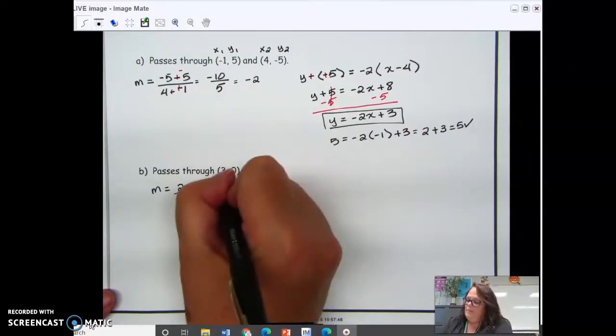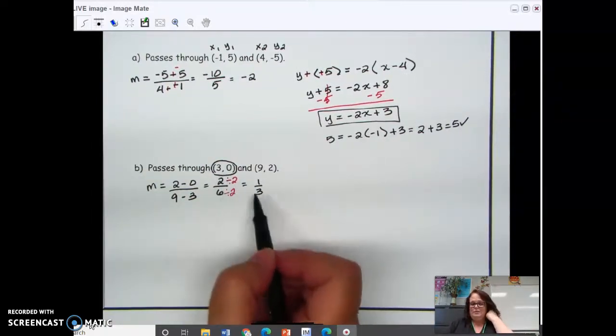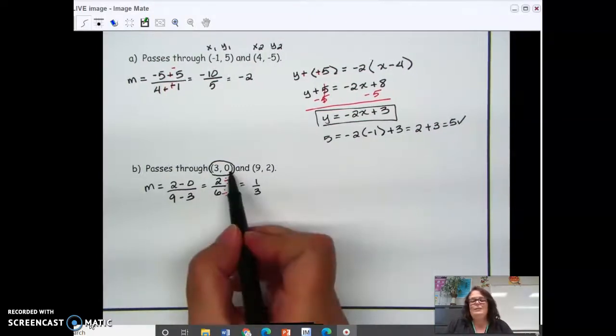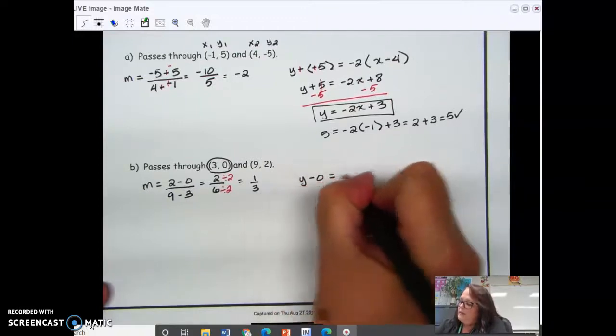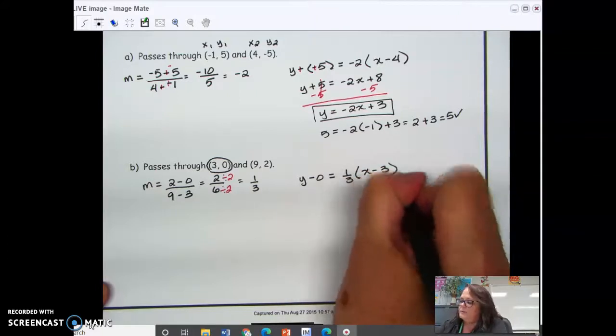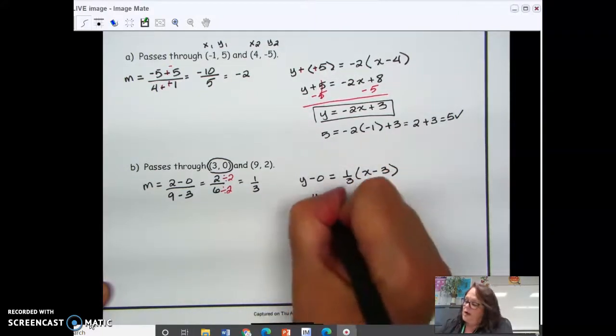Then again, I'm going to pick a point that I want to pick that's going to give me good values. So for example, I want my x value to be divisible by 3, which in both cases that's true. And then I picked this one because it has a 0 instead of a 2. And when I add or subtract 0, it disappears. So I've got y minus the y part is equal to the slope of 1/3 times x minus the x part. So on this left-hand side, y minus 0 is just y.